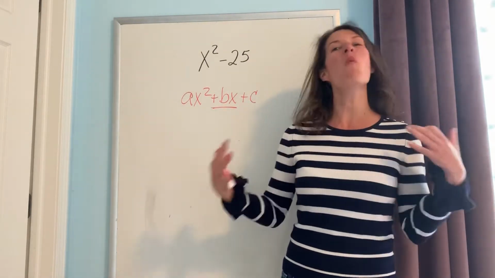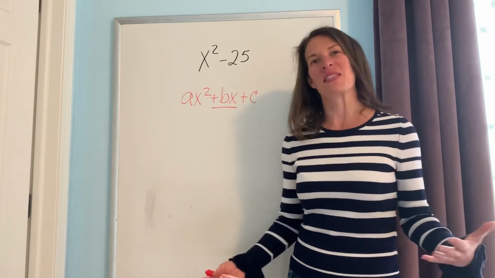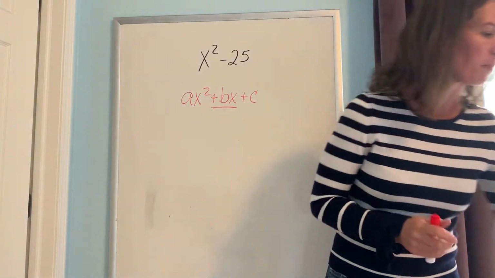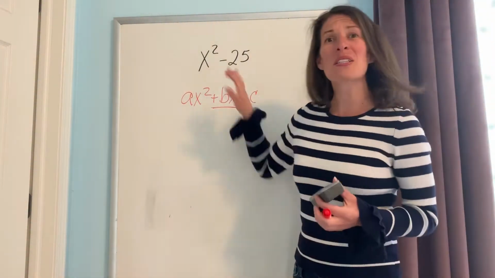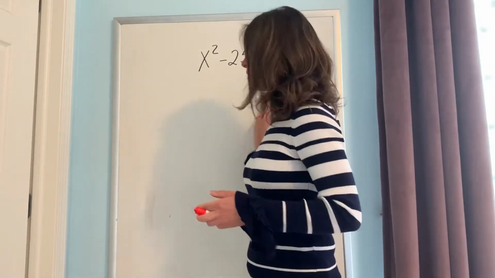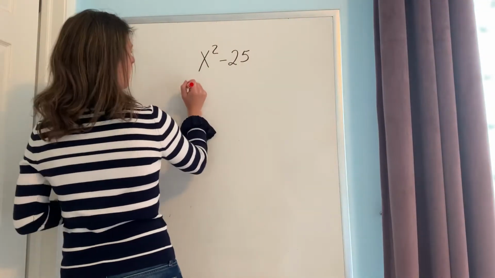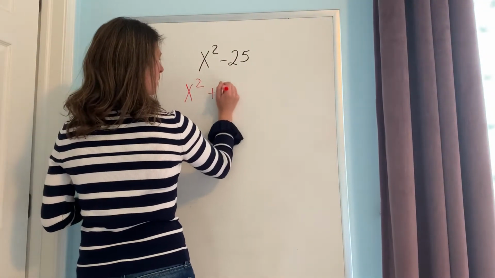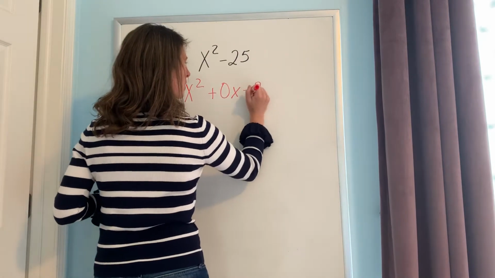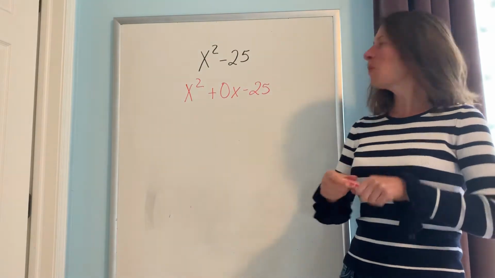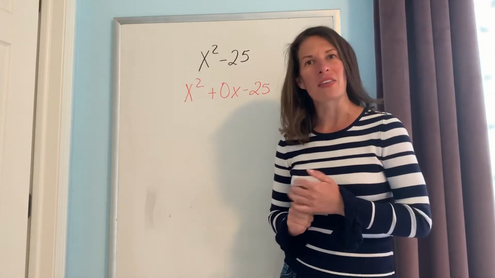If you have no money, what number is that? That will be a 0, a big fatty 0. So we're going to rewrite this so that it has a b term. Now it becomes x squared plus 0x minus 25. Guys, we know how to do this. We know we just did something like this, right?